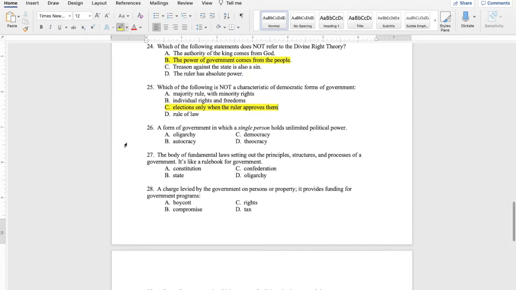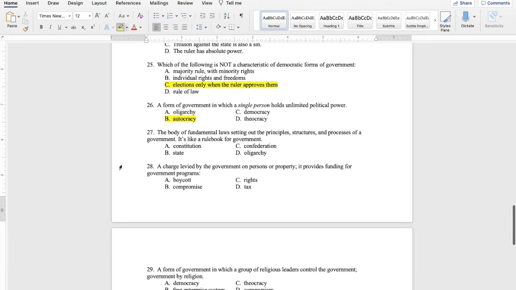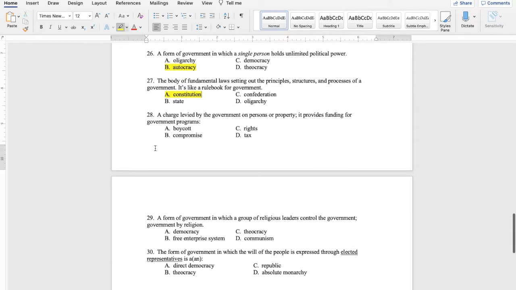Number 26, a form of government in which a single person holds unlimited political power is an autocracy. Autocracy is probably how it should be said correctly. We can't seem to highlight it for some reason. There we go. Number 27, the body of fundamental laws setting out the principles, structures, and processes of a government. It's a rule book for government. Well, it's a constitution. We should know that from Constitution Day, but also that was a vocab word from one of our very first classes.